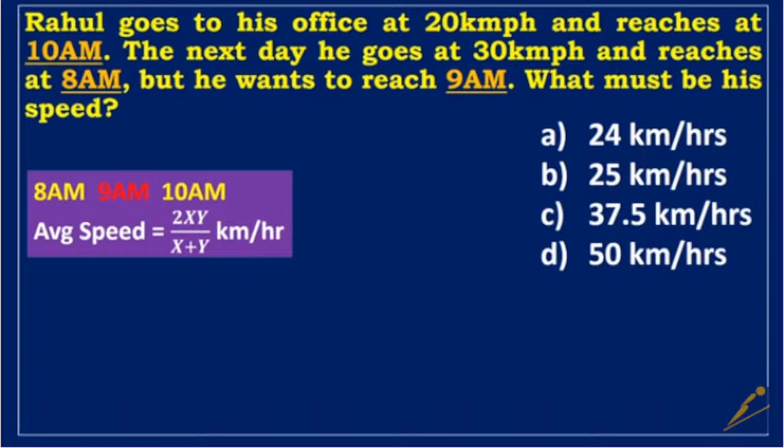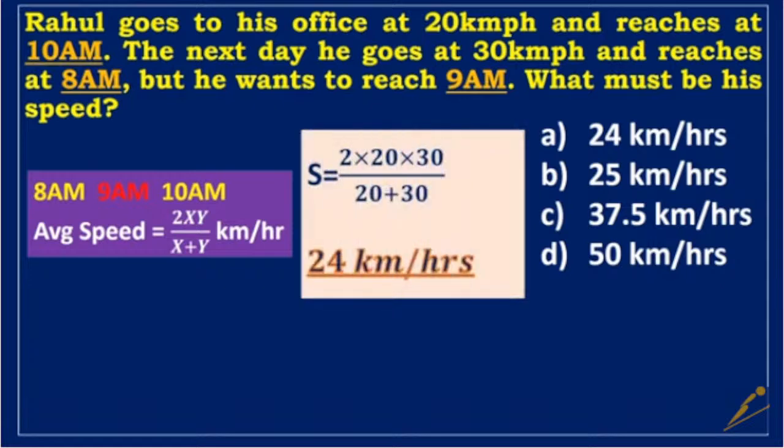So, let's use the given concept to find Rahul's average speed during the entire journey from his home to the office. Substituting the values of 20 kilometers per hour and 30 kilometers per hour in the formula for average speed. Hence, Rahul should travel at a speed of 24 kilometers per hour to reach his office at 9 a.m.